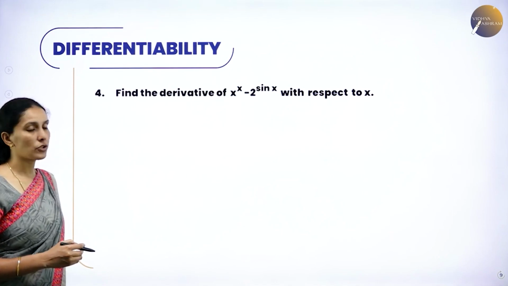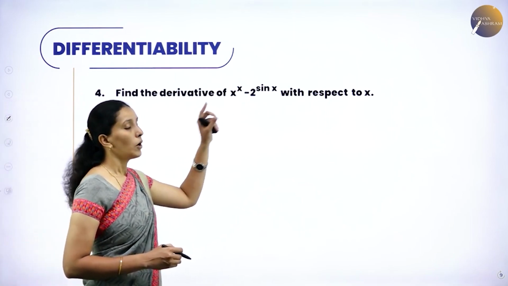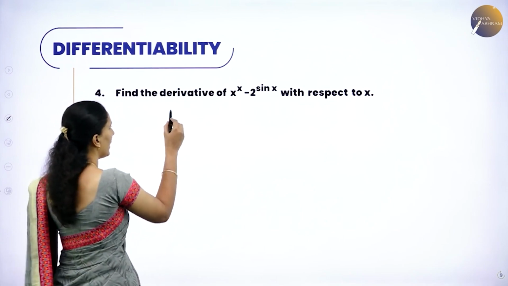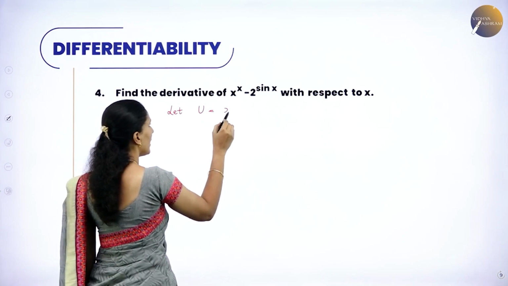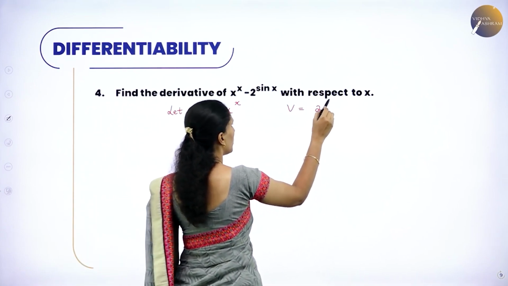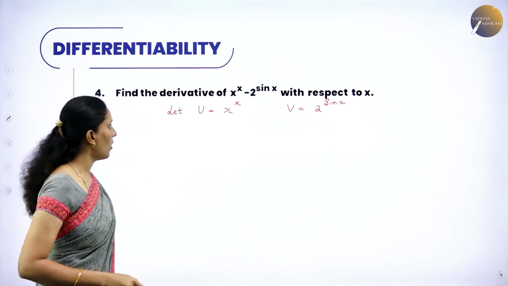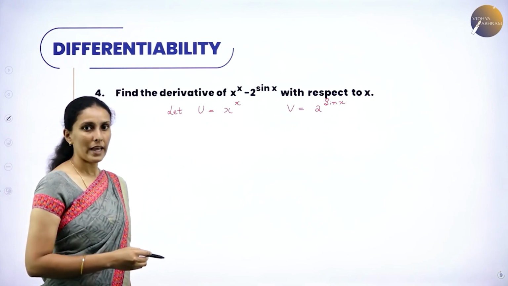Next one, find the derivative of x to the power x minus 2 to the power sin x with respect to x. So here we have two functions, both are in terms of exponential function. So here let me take u is equal to x power x and v is equal to 2 to the power sin x. So now let me differentiate both with respect to x here.